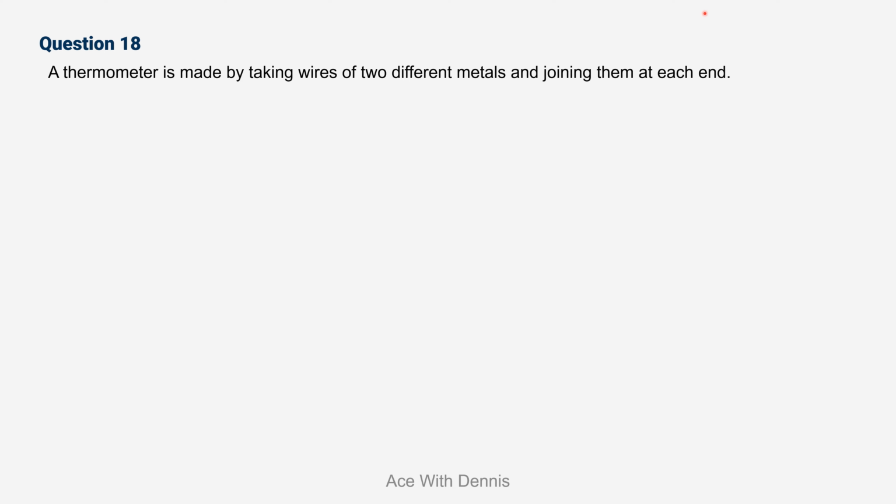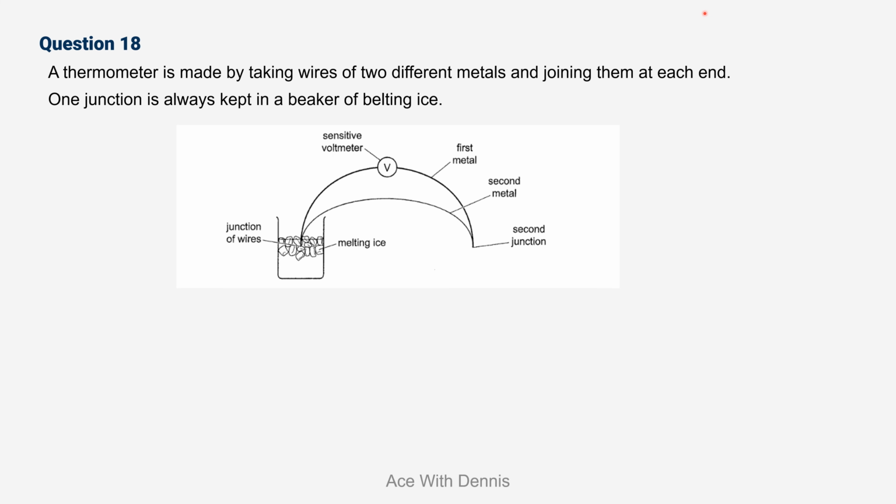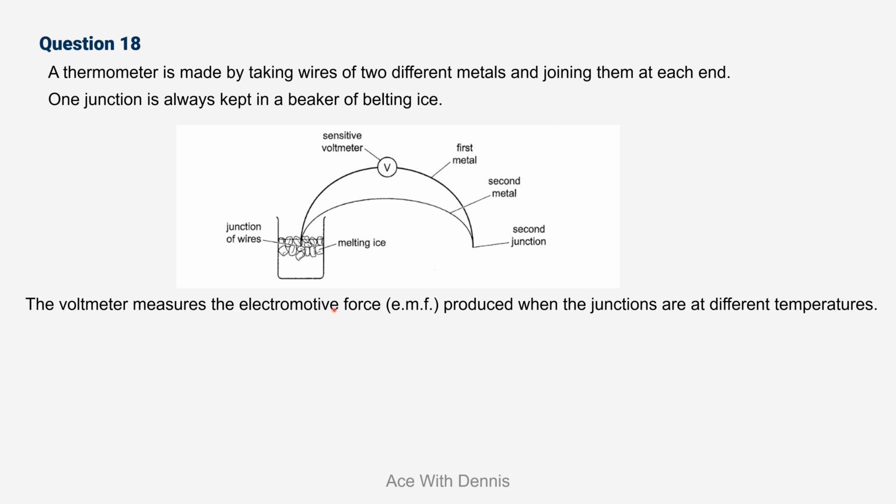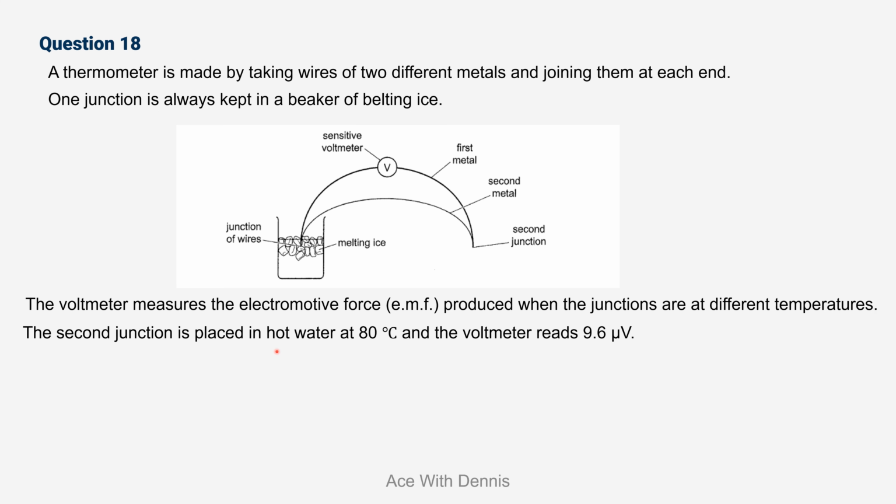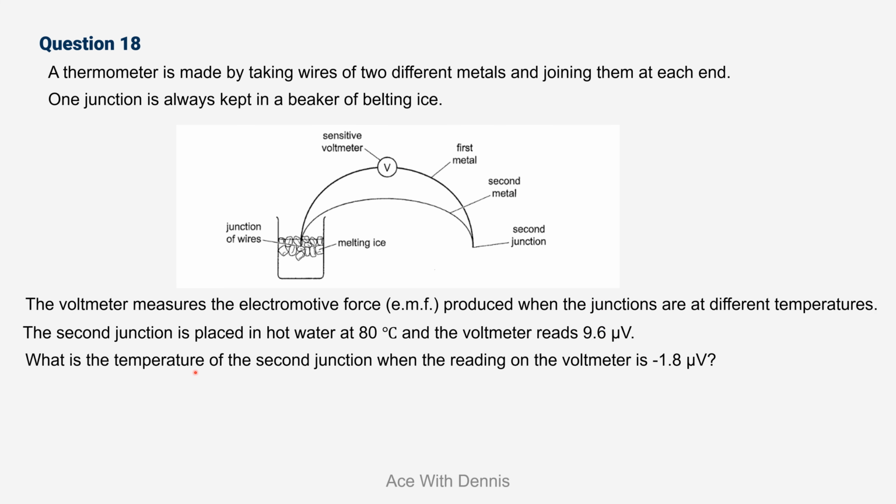Question 18. A thermometer is made by taking wires of two different metals and joining them at each end. One junction is always kept in a beaker of melting ice. Here is the diagram to illustrate this. Actually this is a thermocouple thermometer. The voltmeter measures the electromotive force, EMF, produced when the junctions are at different temperatures. The second junction is placed in hot water at 80 degrees Celsius, and the voltmeter reading is 9.6 microvolts. What is the temperature of the second junction when the reading on the voltmeter is negative 1.8 microvolts? Options: A, negative 15 degrees Celsius, B, negative 10 degrees Celsius, C, 10 degrees Celsius, or D, 15 degrees Celsius.